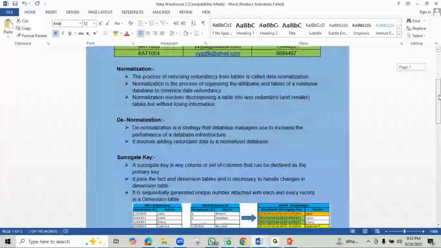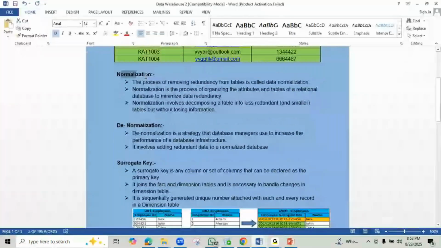So what is normalization? Normalization is the process of removing redundancy from a table. Redundancy means unwanted or duplicate values. In another way, you can say the process of removing duplicate values from the table is called normalization, or the process of removing unwanted values from the table is called normalization.